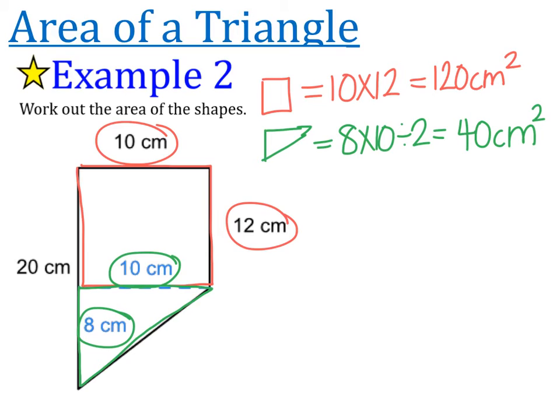Now the area is both of those added together, so let's go ahead and add them. 120 plus 40 is 160 centimeters squared. And there we go, we found the area of this compound shape. We're going to try one other thing, and then that's all from me today.